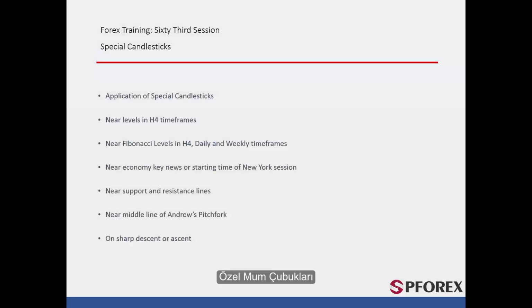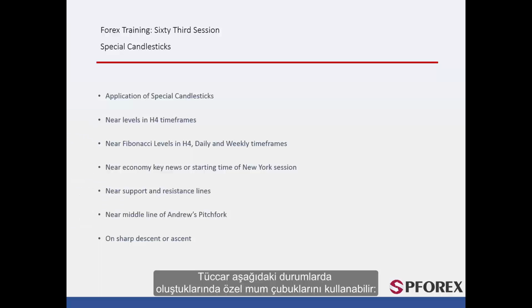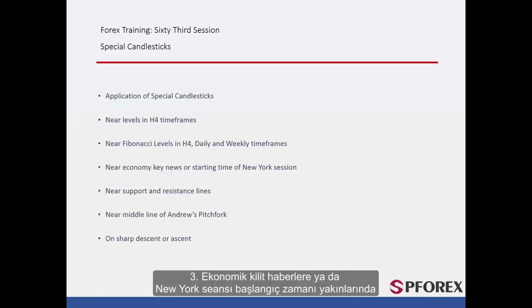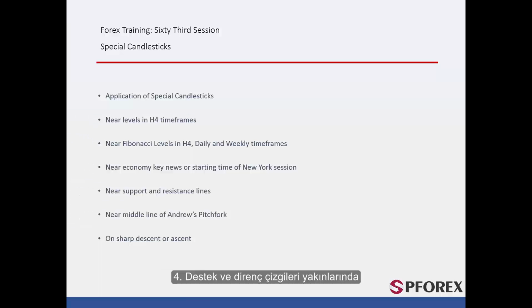Special candlesticks. A trader can utilize special candlesticks when they form in the following situations. 1. Near levels in an H4 time frame. 2. Near Fibonacci levels in H4, daily and weekly timeframes. 3. Near key economic news or the starting time of the New York session. 4. Near support and resistance lines. 5. Near the middle line of Andrew's pitchfork. And finally 6. On a sharp descent or ascent.